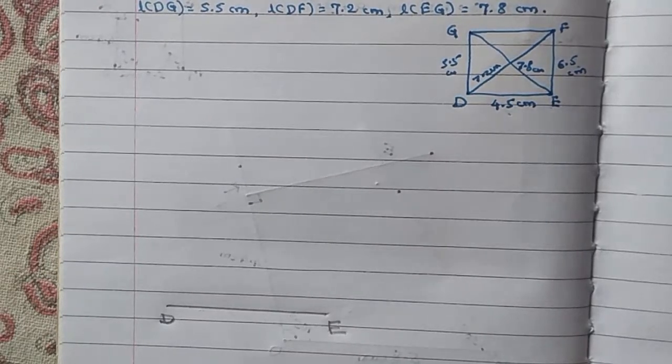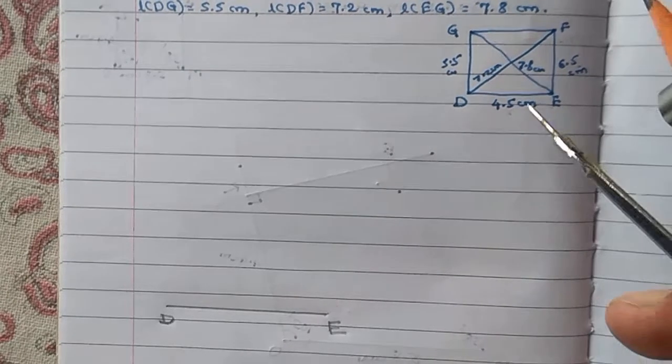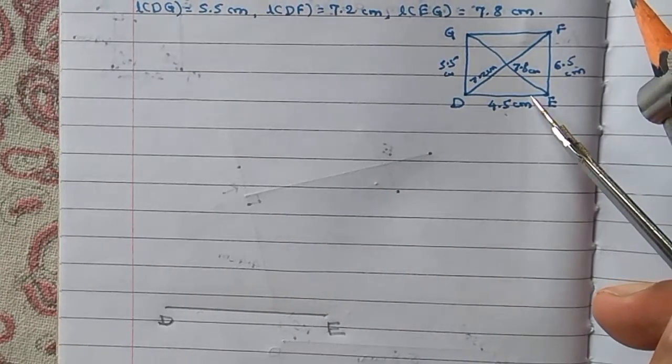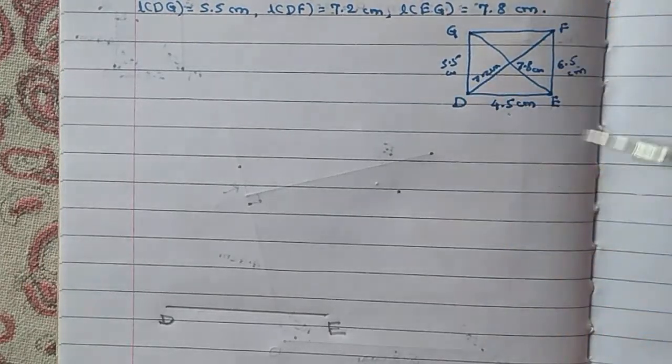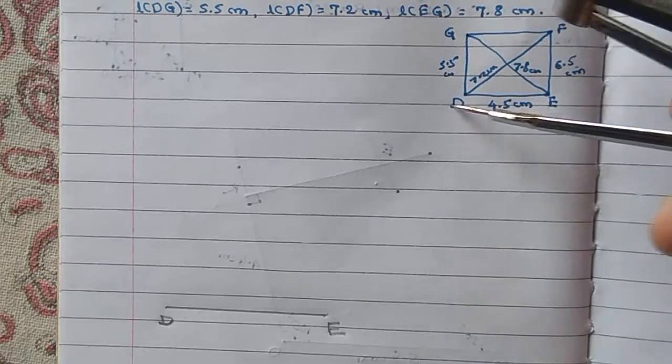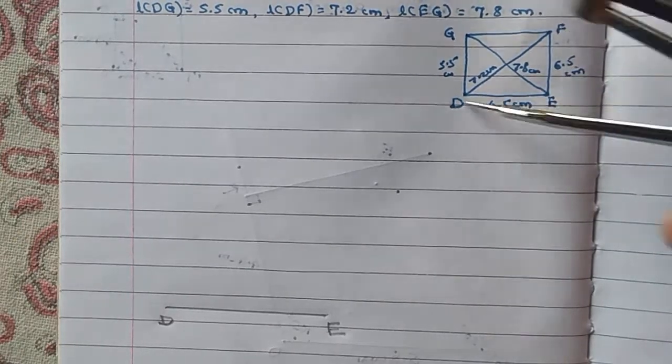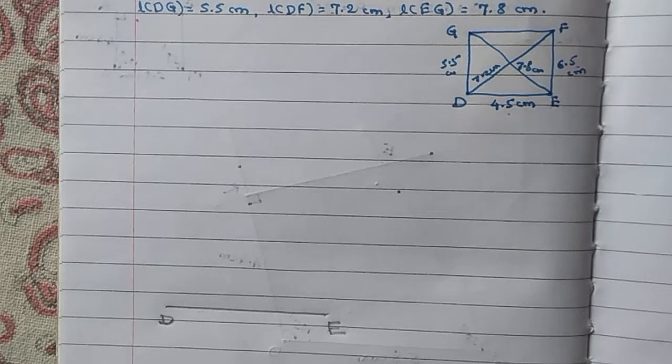D, E. Right. Now this quadrilateral we are going to construct in 2 rectangles. First we are going to construct rectangle DGE. This rectangle we are going to construct. Then this second rectangle. Okay. This way we are going to do.